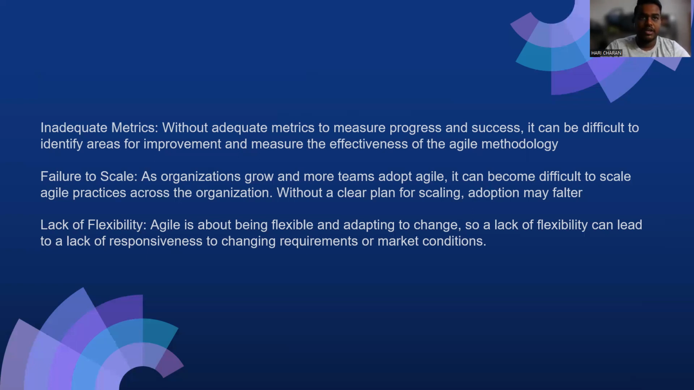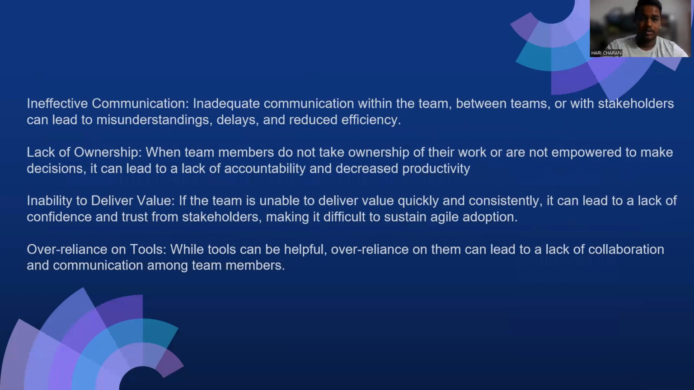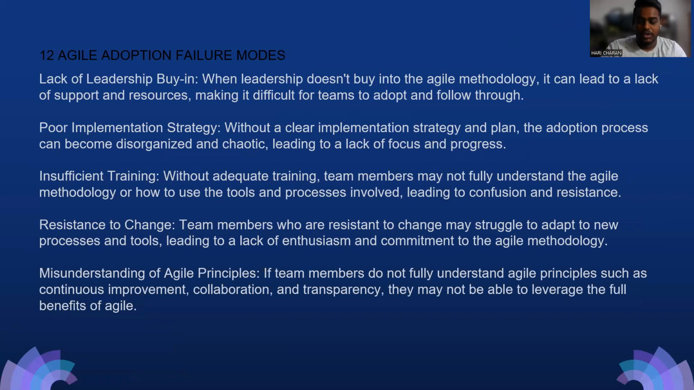And when it comes to failure to scale, as an organization grows and more teams adopt agile, it becomes very difficult to scale. Controlling thousands of employees is a big deal. Even if all the employees follow the agile practices, it is very difficult to manage. Without a clear plan, scaling and adoption may falter. So these are the 12 agile adoption failure modes. I have explained them in detail.